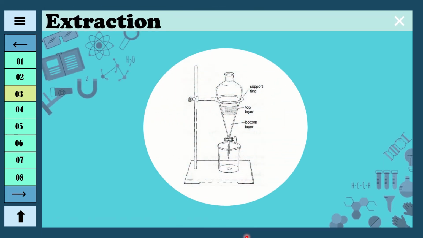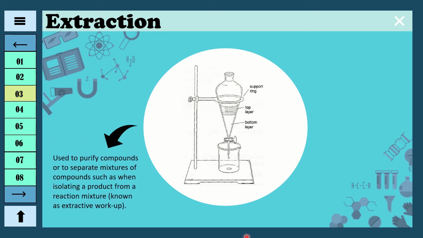Another technique we have here for the separation of mixture is extraction. Extraction uses a solvent to selectively dissolve one or more components from a liquid mixture. It is used to purify compounds or to separate mixtures of compounds, such as when isolating a product from a reaction mixture, also known as extractive workup.